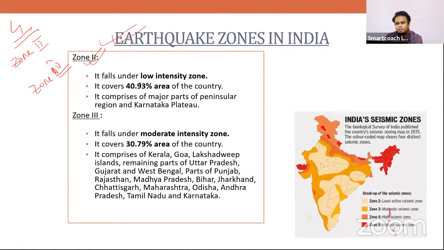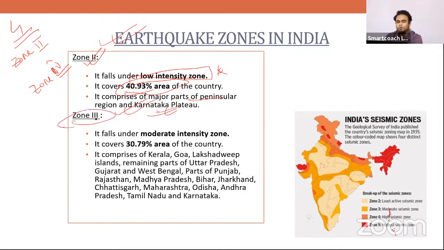Okay, zone 2 falls under your low intensity zone. As we move from 2, 3, 4 and 5, the intensity of the earthquake will increase. In zone 2, the intensity will be the least, and it covers around 40.93% of the country. It comprises mostly central India, the peninsular region, as well as the Karnataka plateau area, right?